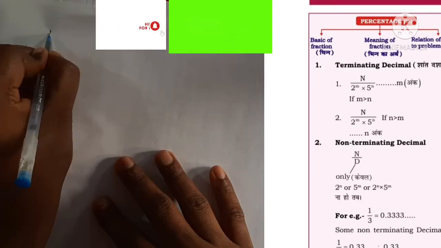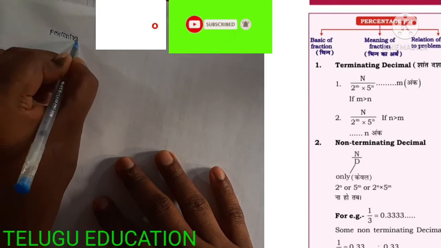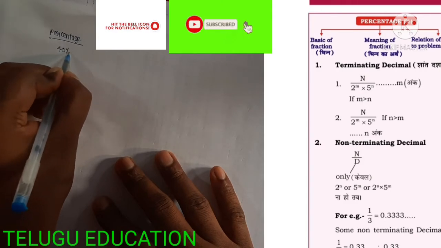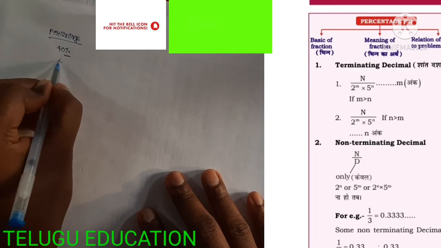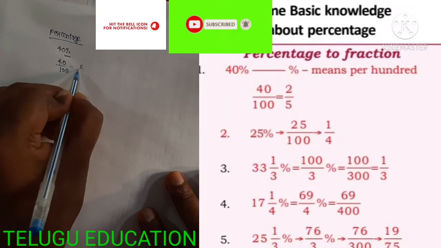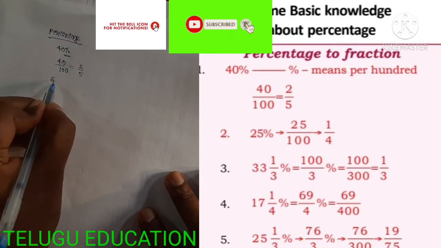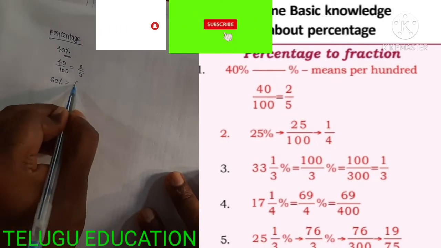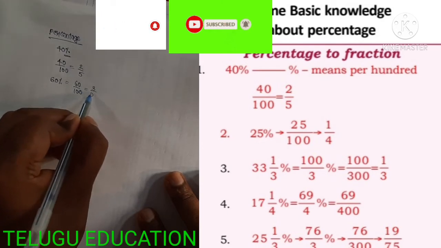Okay. So we have to discuss percentage. So what is the value of 40%? Percentage means per 100. Okay. So 40/100, so the value is 2/5. So what is 60%? So 60/100, so 3/5.